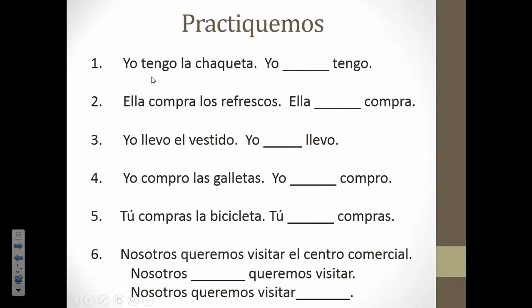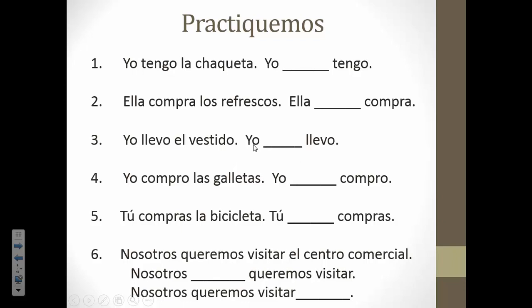Okay, let's do one more page. We can go a little faster here. I have the jacket. You want to say I have it. The jacket is la chaqueta. Therefore, we're going to say yo la tengo. She buys the soft drinks. She buys them. We know she buys them being the soft drinks. So we're going to say ella los compra.